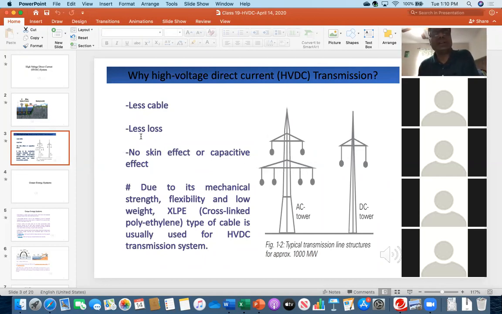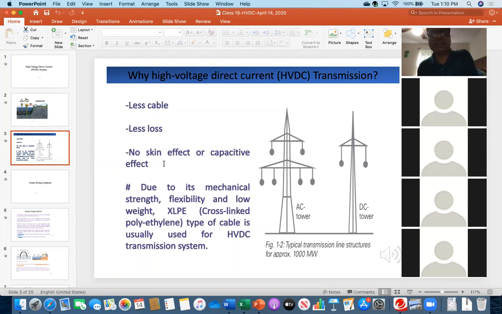So consequently, less loss. As I already told, if you put AC over an 80-kilometer area, there is not only I square R loss, there is also I square X loss. Here you see there is only I square R loss, so the amount of loss is also less. Now I have written there is no skin effect or capacitive effect. This is very important.